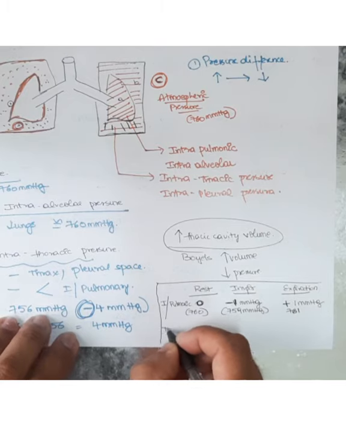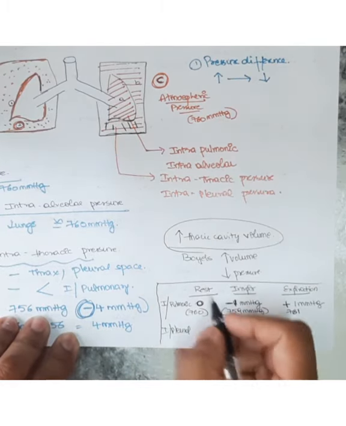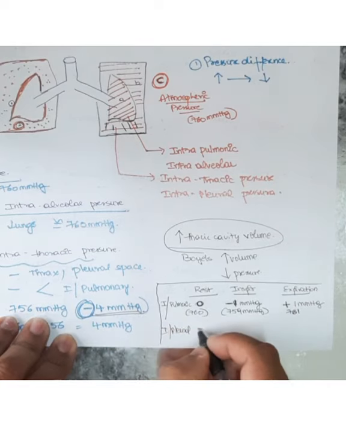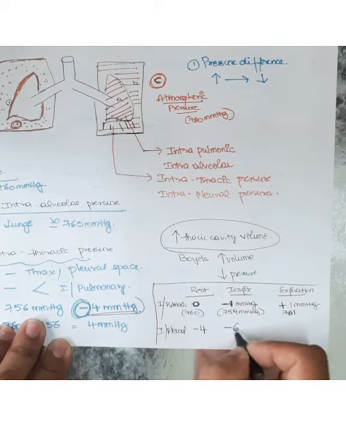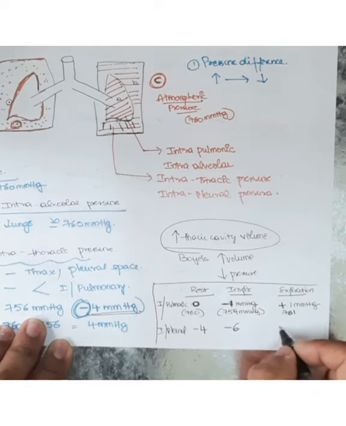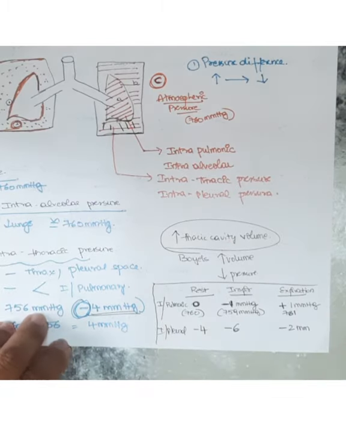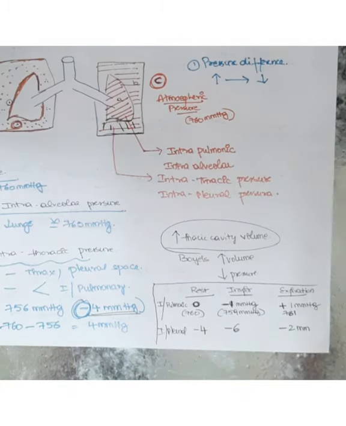So if you see the intrapleural pressure, we say normally it is minus 4 at rest. What should happen in inspiration? It should be lesser, it should be minus 6 mmHg, and in expiration it is minus 2 mmHg. So we'll compare what happens during inspiration and during expiration, or how the air from the outside will move inside the lungs, and how the air from the lungs moves out to the environment.